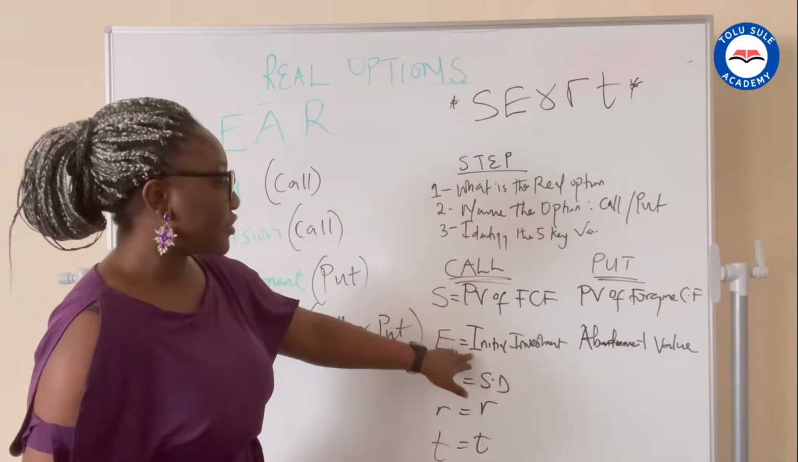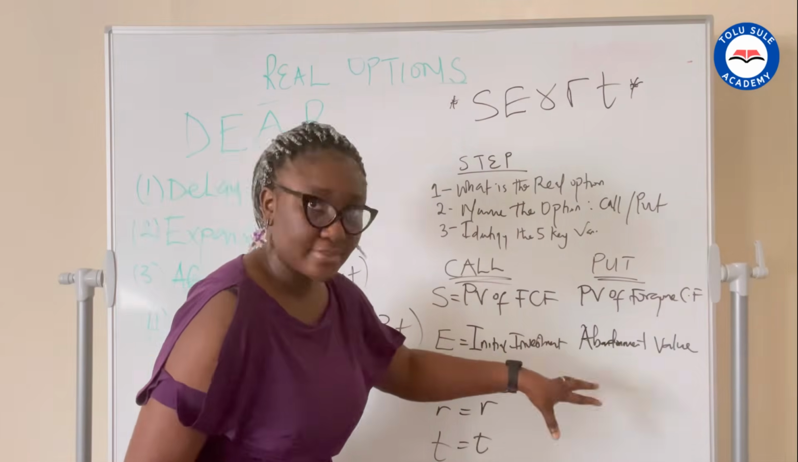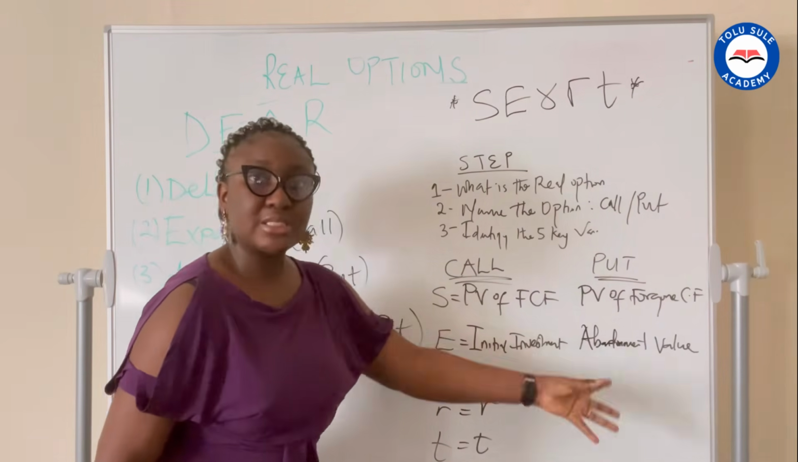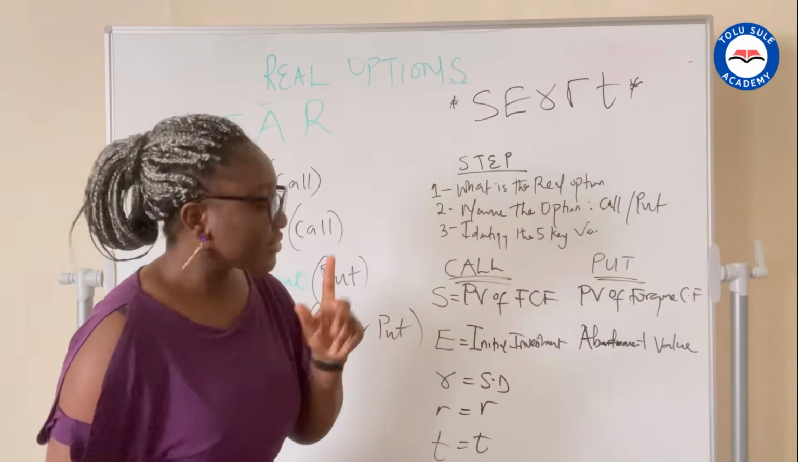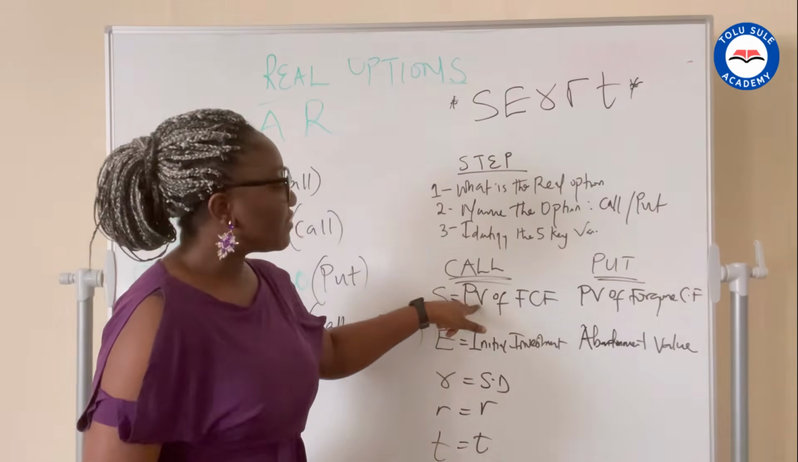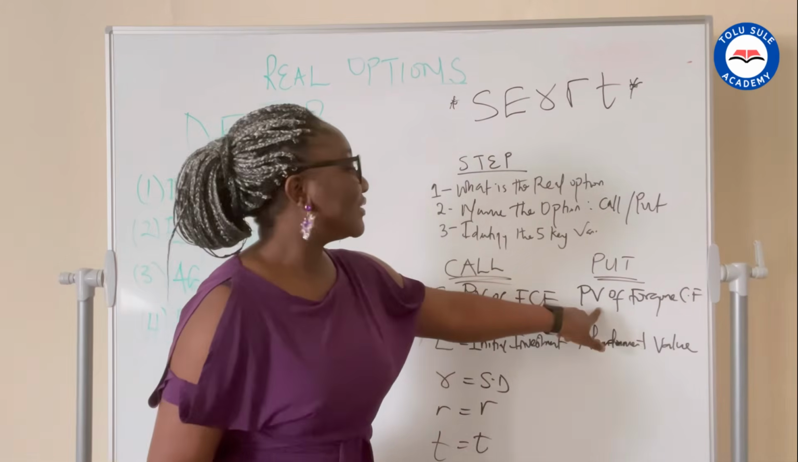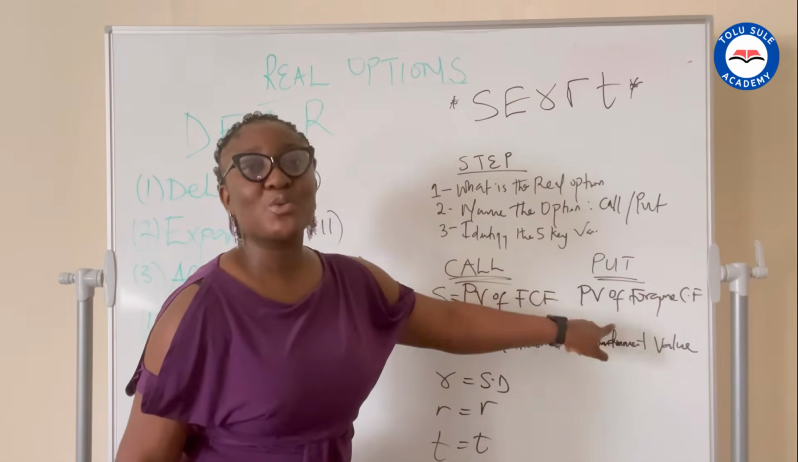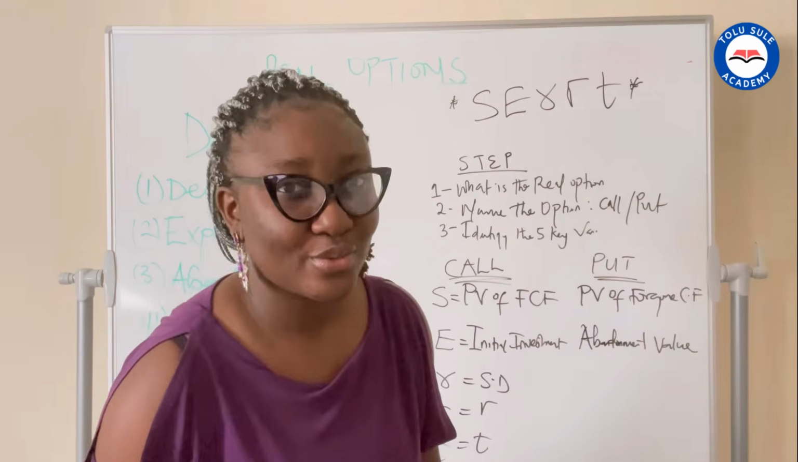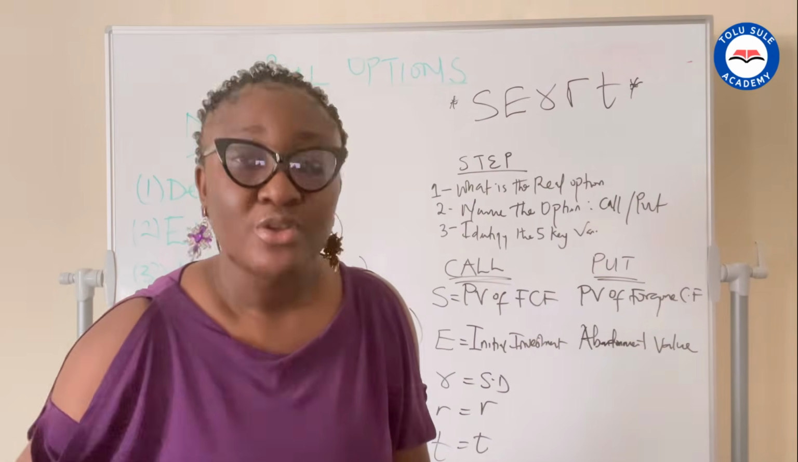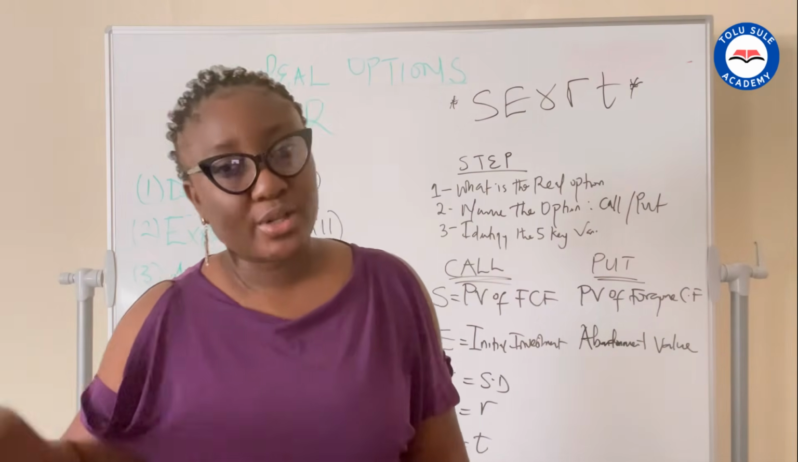Just like in a call option E is the initial investment, how much you spent, in a put option it is how much you got. The S is the present value of the future cash flows. How much would I get from that investment? Look at this one. It's not how much I will not get, it's how much I forgo. Understanding is key. When you understand, it's easy to recollect.